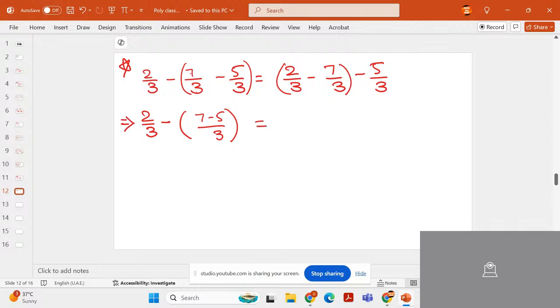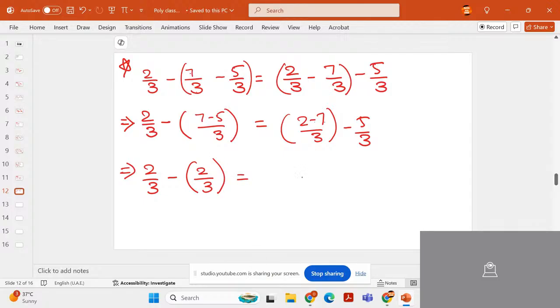And on the right hand side, what will happen? So it is 2 by 3 minus 7 by 3, minus 5 by 3. That implies 2 by 3 minus, what is 7 minus 5? 2 by 3 is equal to 2 minus 7 minus 5 by 3, and minus 5 by 3. Okay. So that is equal to, now you don't have any other number in these brackets. So can I write directly? Can I open the brackets?